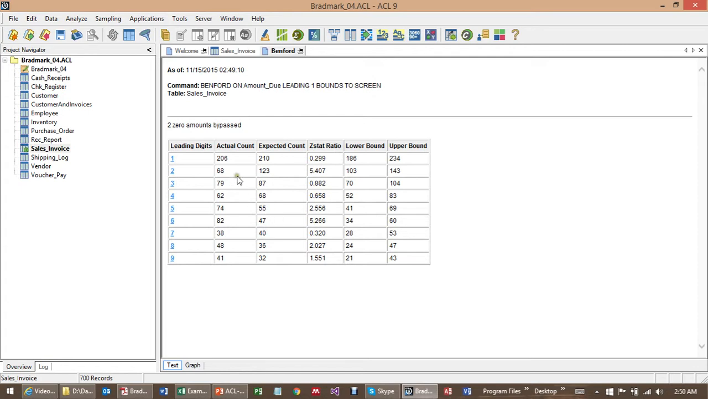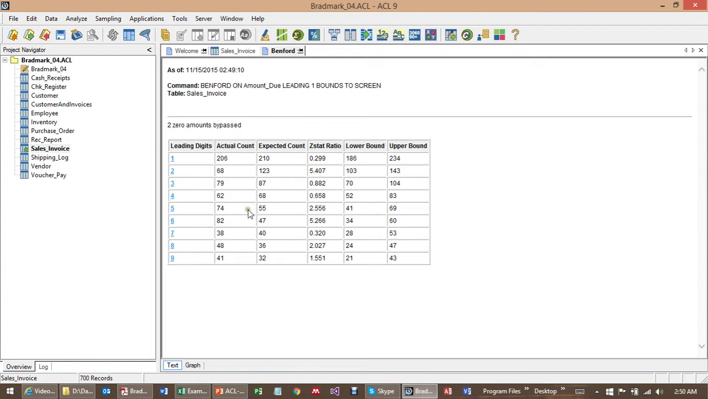If we look at any amount starting with a 2, we have 68. Expected is 123. So here the lower limit should be 103 and the higher 143. So this indicates that we may have a problem with accounts starting with a 2.